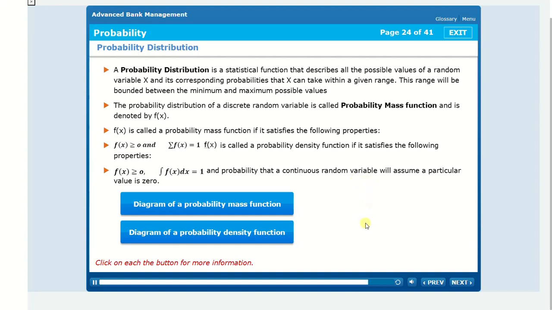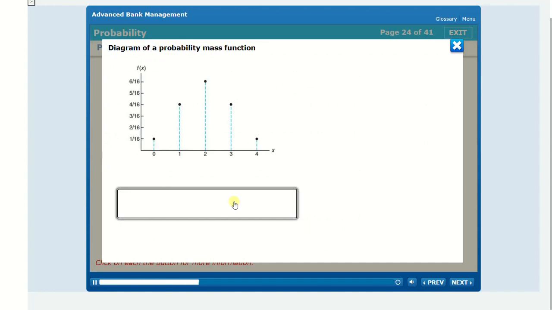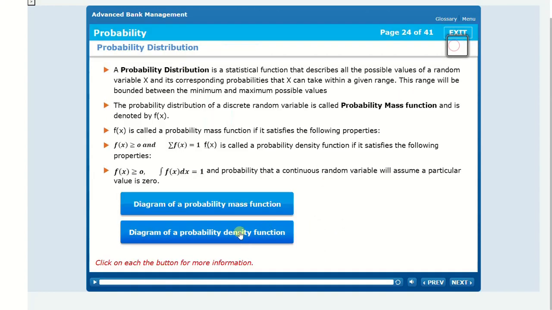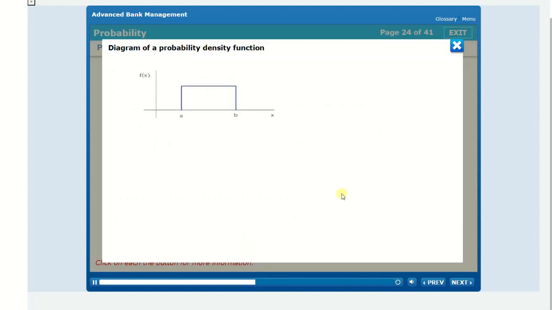Diagram of a probability mass function. Diagram of a probability density function.